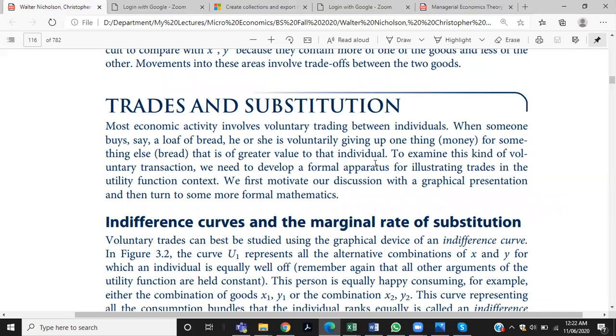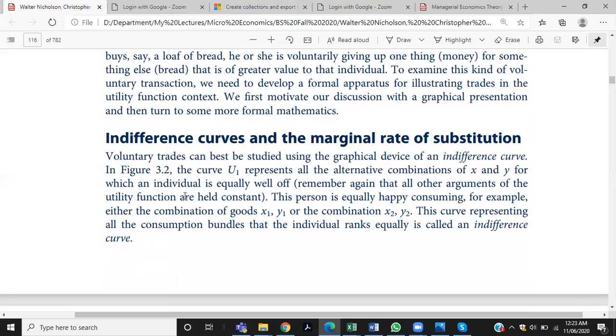To examine this kind of voluntary transaction, we need to develop a formal apparatus for illustrating trades in the utility function context. We first motivate our discussion with a graphical presentation and then turn to some more formal mathematics. So, to illustrate this situation, we will use the indifference curve. Indifference curve and the marginal rate of substitution.